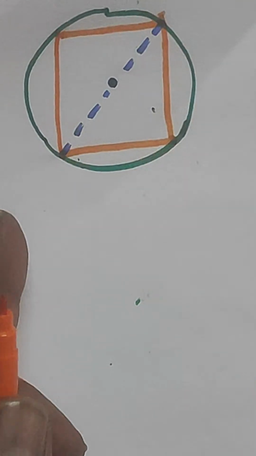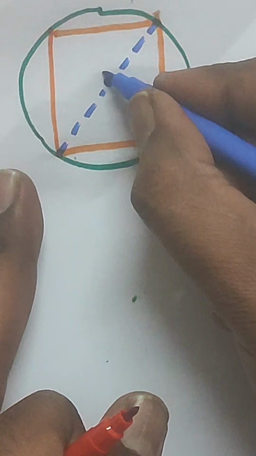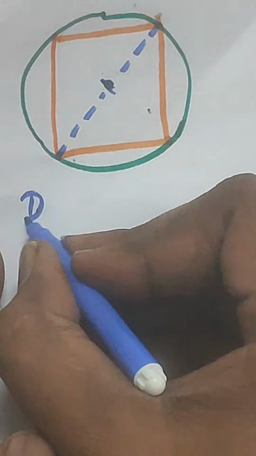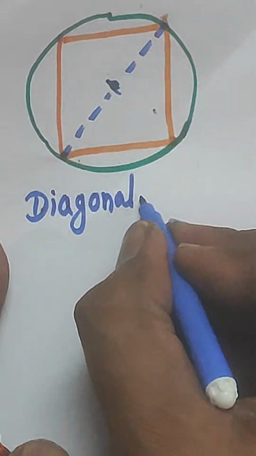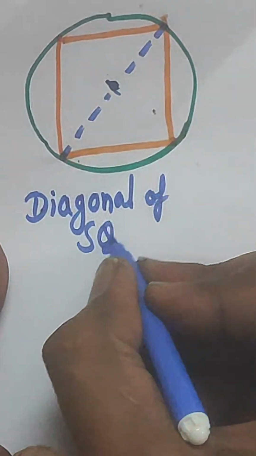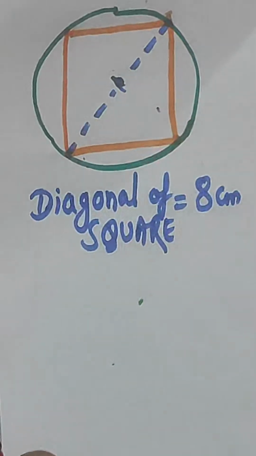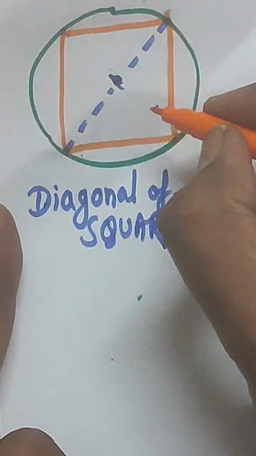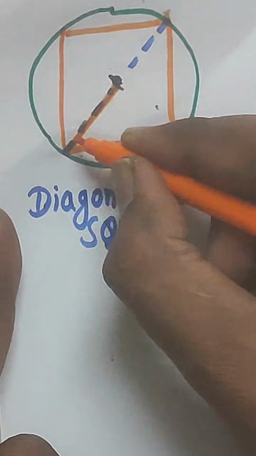You know the property of a square, that the diagonals of a square bisect each other at equal distance. So we can say that if the diagonal of a square is 8 centimeter, right? If this is 8, then we know the property of a square, diagonals bisect each other. Then we can say that this portion will be the radius of the circle.